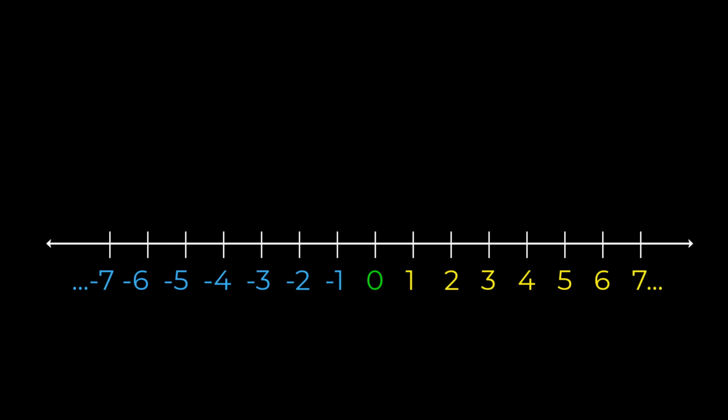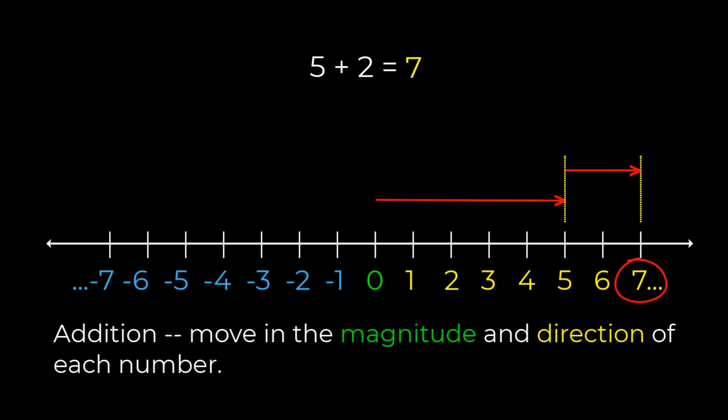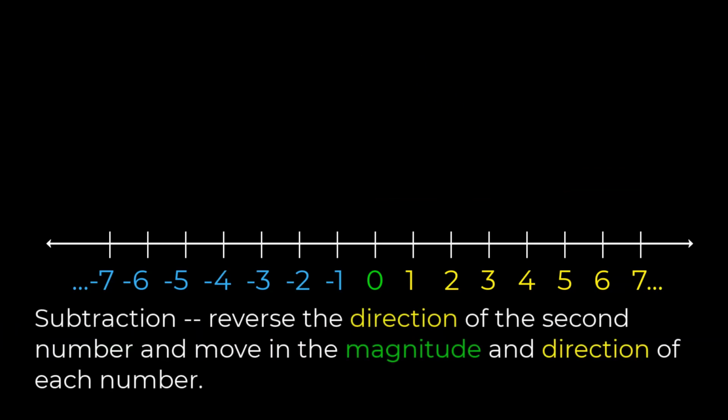Let me summarize that again. For addition, we simply take each number and move along the number line corresponding to the magnitude and direction of each number. For subtraction, we reverse the direction of the second number and move along the number line corresponding to the magnitude and new direction of each number.